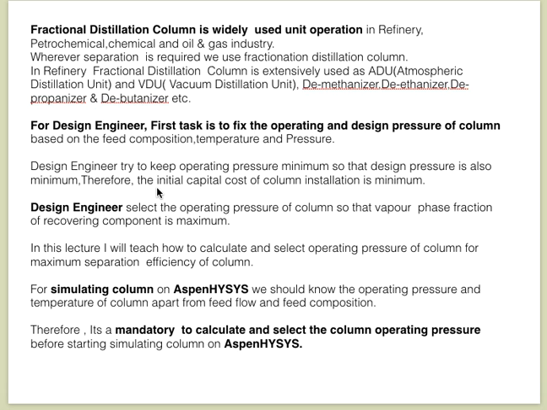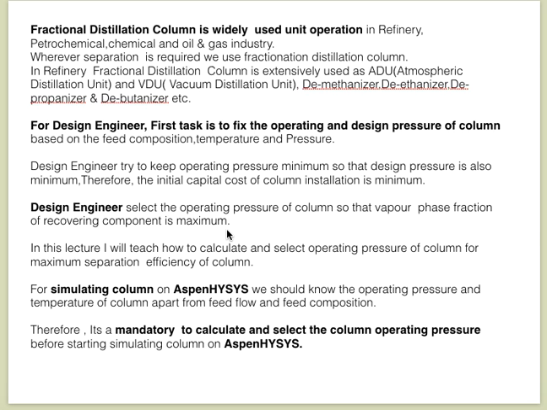The design engineer tries to keep the operating pressure minimum so that the design pressure is also minimum. Therefore, the initial capital cost of column installation is minimum. That means if we have the minimum operating pressure, our design pressure will also be minimum, and the thickness calculation for the column walls will be minimum, so the initial capital cost for column installation will be minimum. The design engineer selects the operating pressure of the column so that the vapor phase fraction of the lighter component is maximum. That means the top head product.